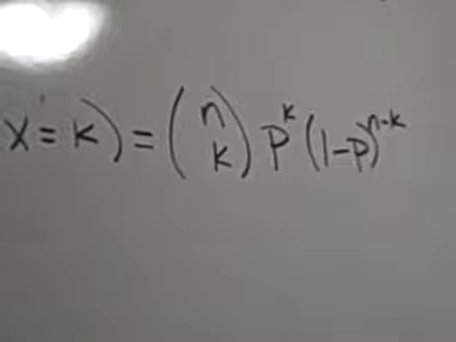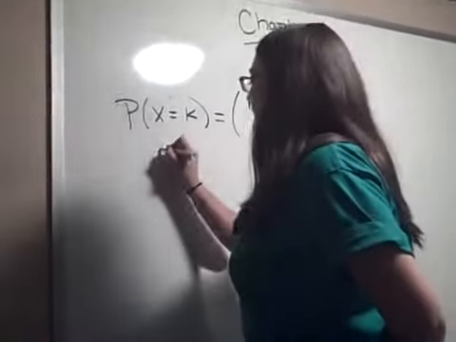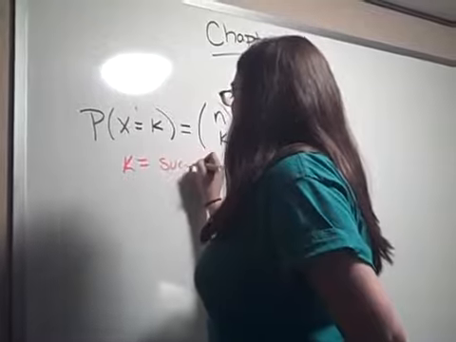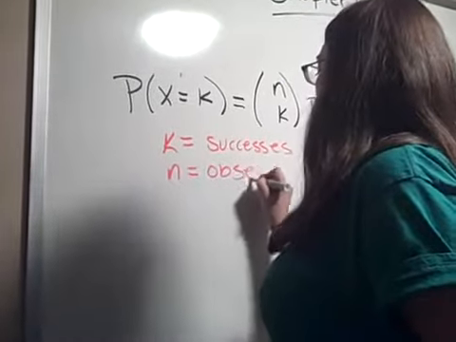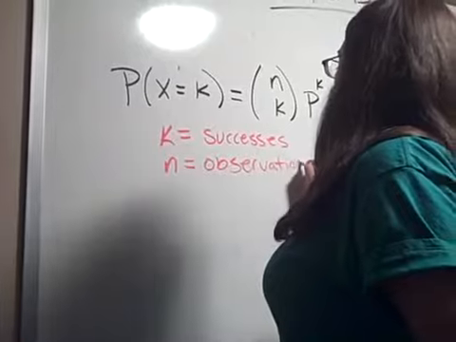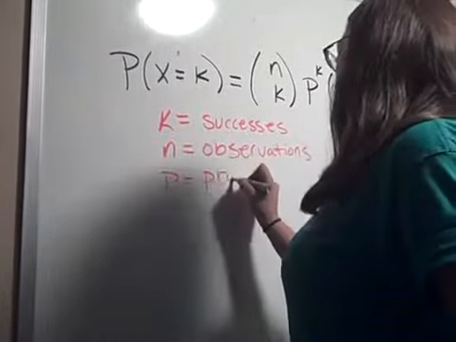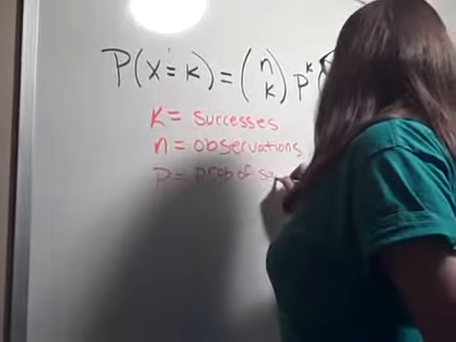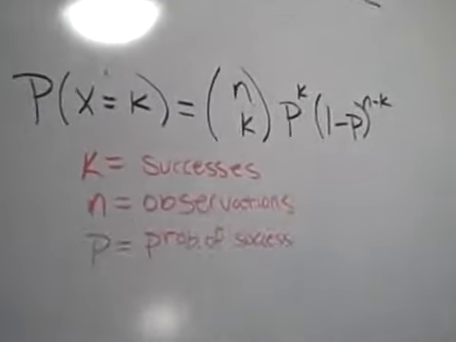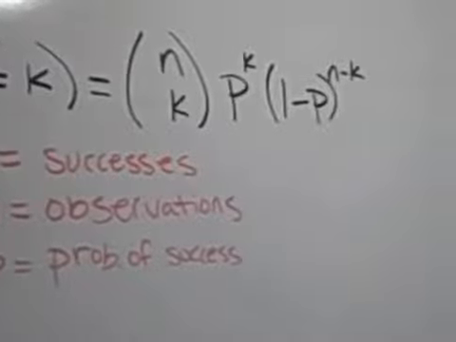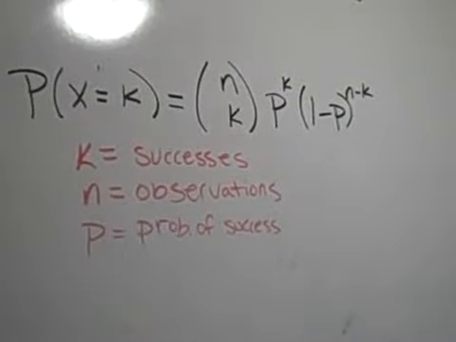Now, just to remember here, k is the number of successes, n is observations, p is the probability of a success, and x remains the same for each problem, just x. And this is the binomial probability equation.